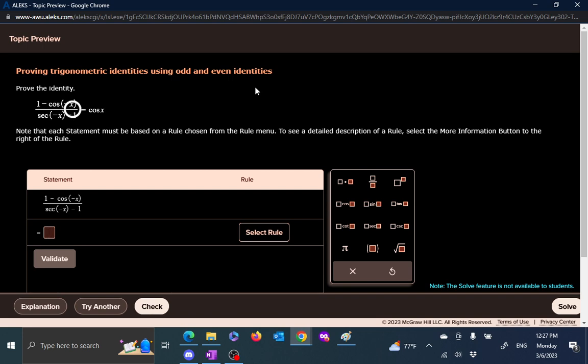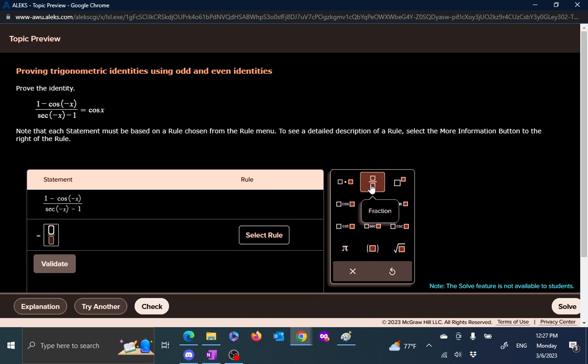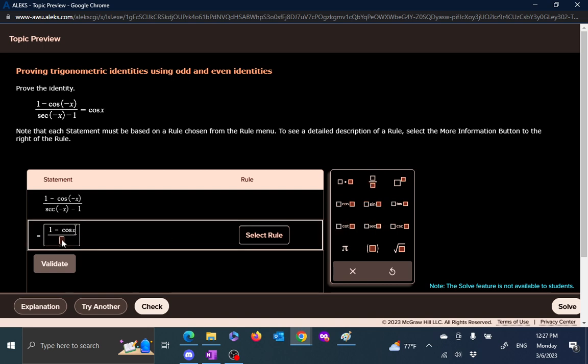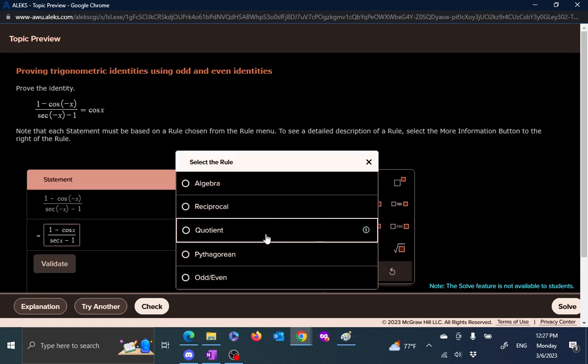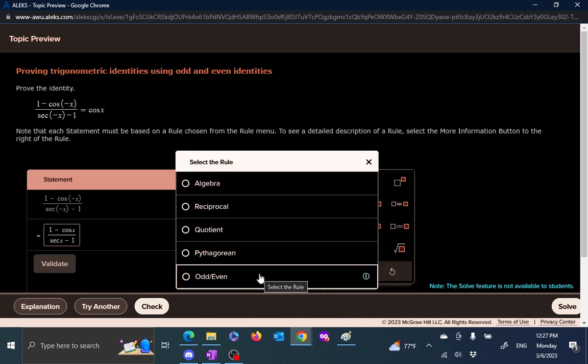Well, cosine of minus x, secant of minus x. Do we remember that these are even functions? So it's as if this minus is going to evaporate. Doesn't matter if inside cosine you have plus or minus, the same quantity comes out either way. So 1 minus cosine of x, and the denominator is just secant of x minus 1. So what did I do? I applied the odd even identities.